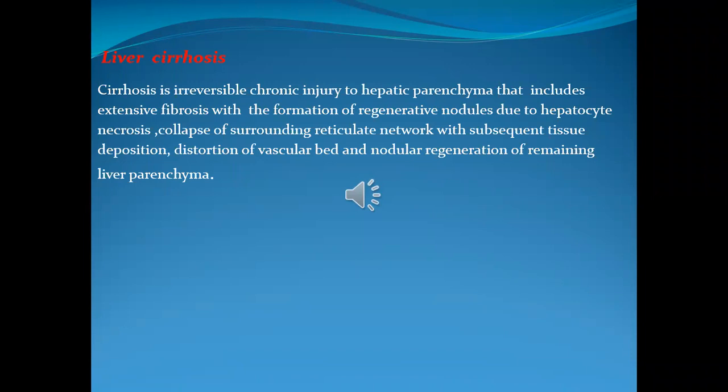Cirrhosis is an irreversible chronic injury to the hepatic parenchyma that includes extensive fibrosis with formation of regenerative nodules due to hepatocyte necrosis, collapse of the surrounding reticulin network with subsequent scar tissue deposit, distortion of the vascular bed, and nodular regeneration of the remaining liver parenchyma. Okay, this is the definition. In other words, there is a chronic inflammation leading to formation of fibrosis.